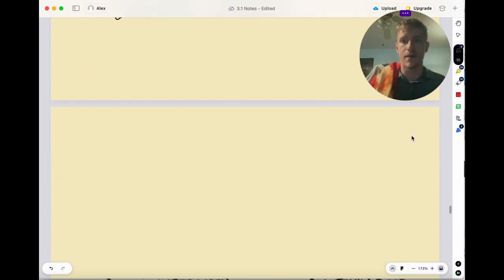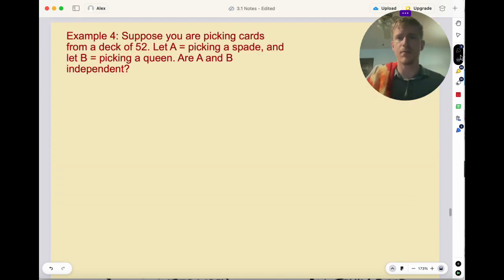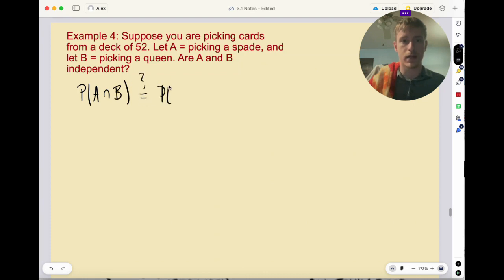All right, let's do some examples. Example 4 says, suppose you are picking cards from a standard deck of 52. Let the event A be picking a spade, and let event B be picking a queen. We want to know if A and B are independent. Recall that events A and B are independent if the probability of their intersection is equal to the probability of A times the probability of B.